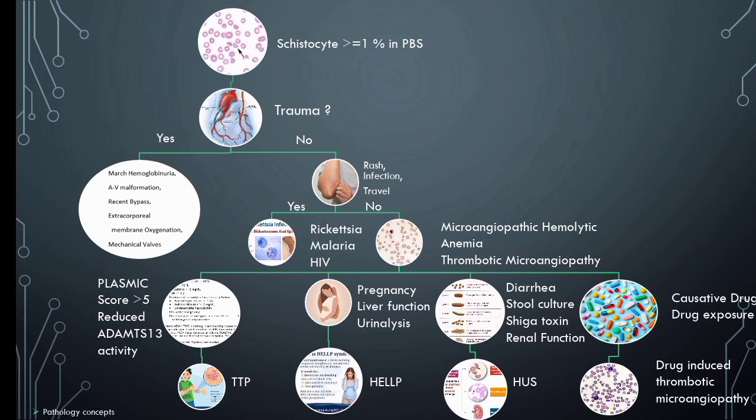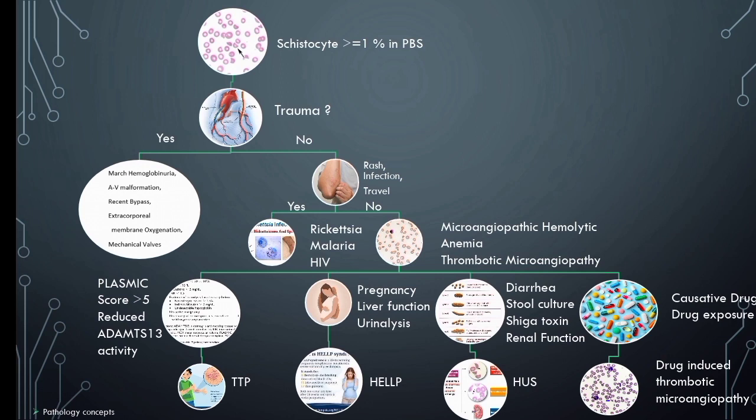If history is negative for trauma, then look for rash, infection or travel history. If the answer is yes, then consider rickettsia, malaria or HIV, and advise diagnostic tests for these infections. If the answer is no, then consider MAHA and thrombotic microangiopathy.